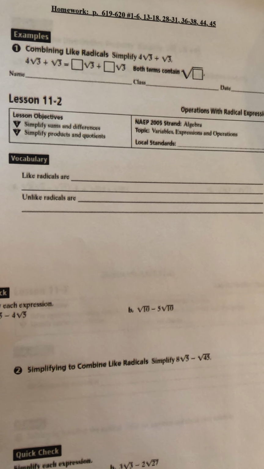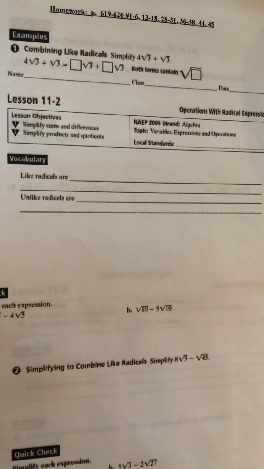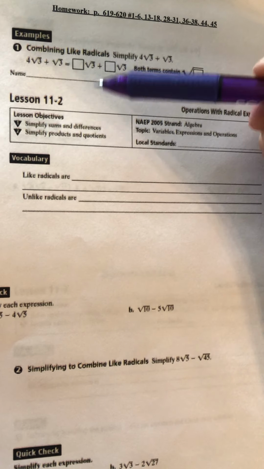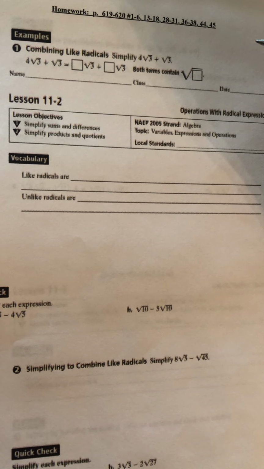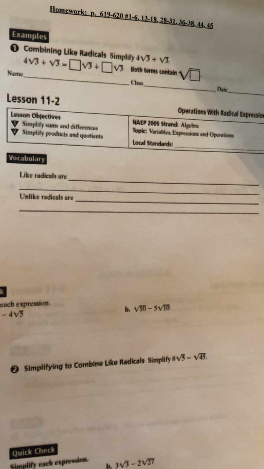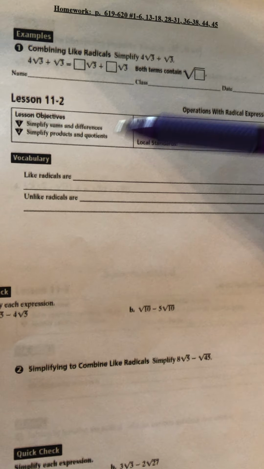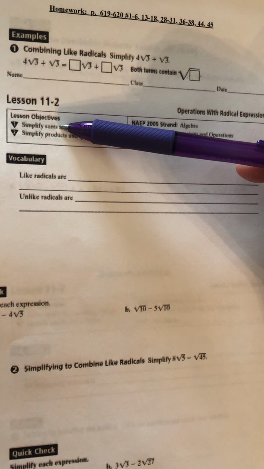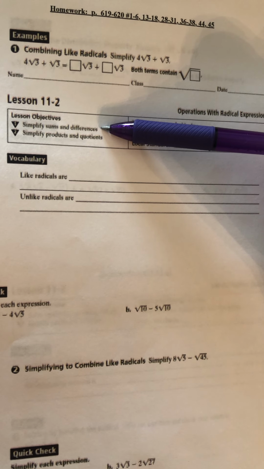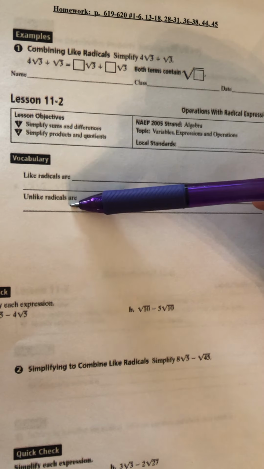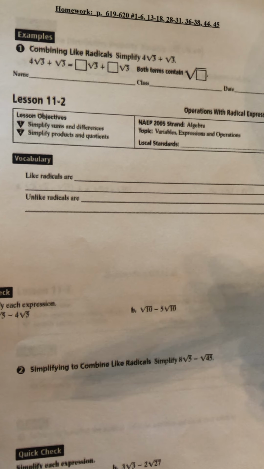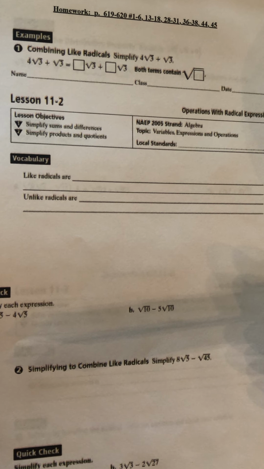So today we are going to talk about lesson 11.2, specifically the first objective, which is how to simplify sums and differences of radicals. First of all, for us to be able to either add, which is what sum is referring to, or subtract, or find the difference between two radical expressions, we have to know whether or not they are like radicals.